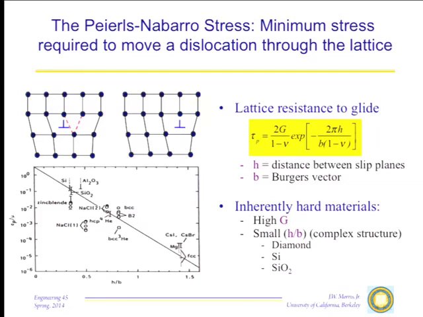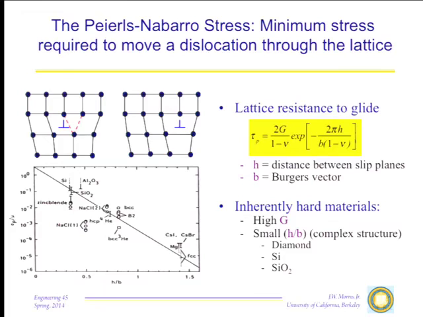I just corrected it. This is the correct form. The Peierls stress is 2... This is the shear modulus. Nu is Poisson's ratio. H is the distance between slip planes, and B is the Burgers vector. And here is just a plot for many materials of, well, the notation's a little different, the stress to move a dislocation divided by the shear modulus as a function of H over B.